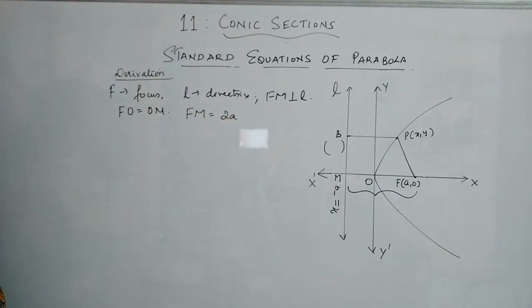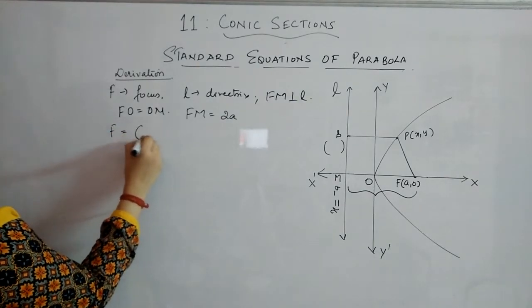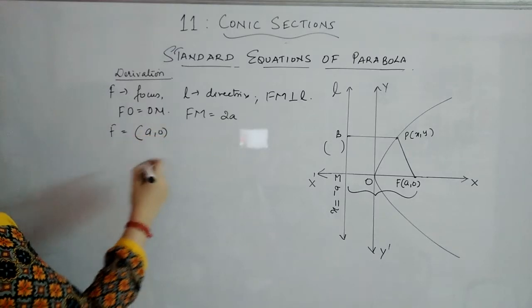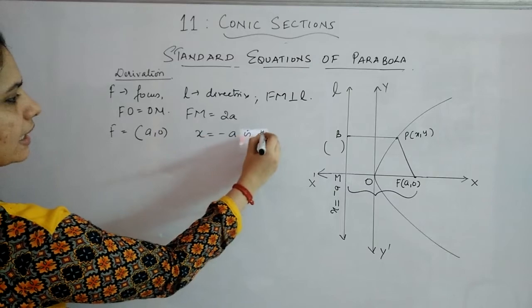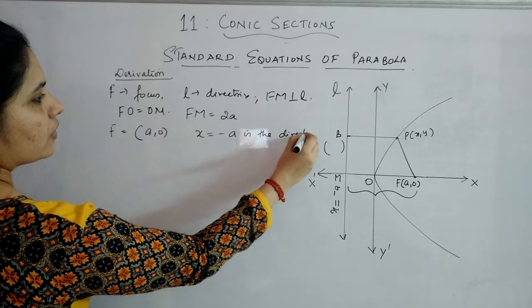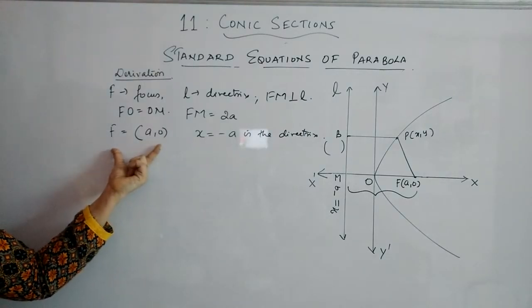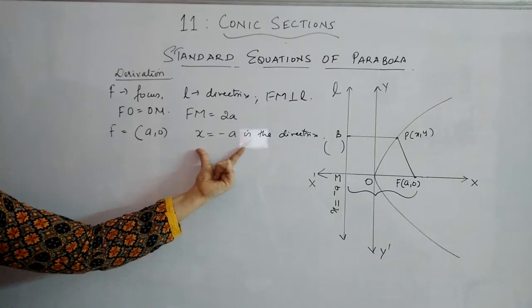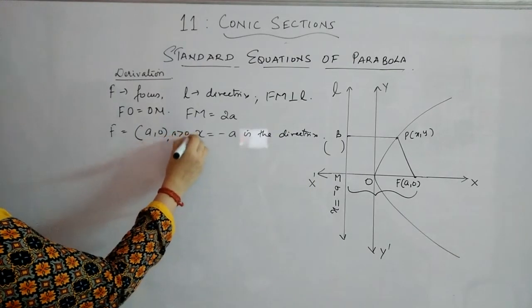Now if FM is equal to 2a, then we can say that the focus will be a comma 0, and the equation of the directrix will be x equal to minus a. This will be the equation of the directrix. That means we are considering the parabola with focus a comma 0 and whose equation of directrix is x equal to minus a, where this a is greater than 0. We are taking the positive side, so a is greater than 0.